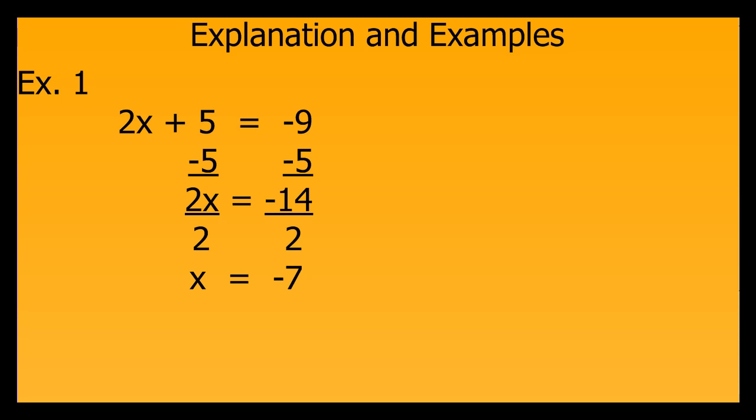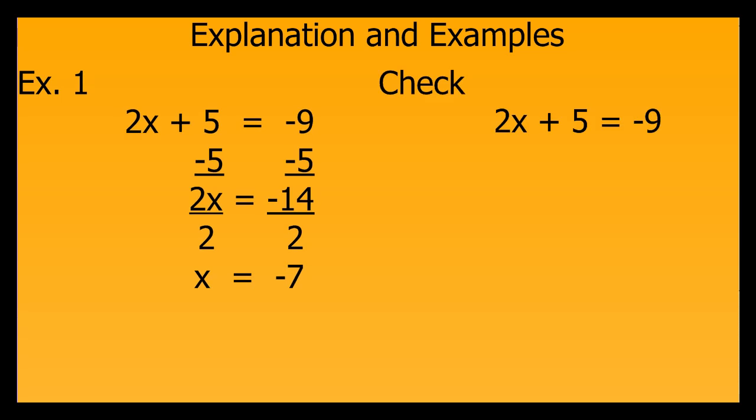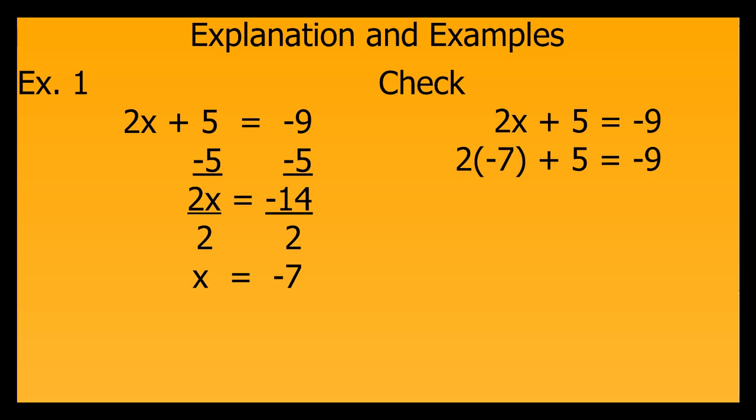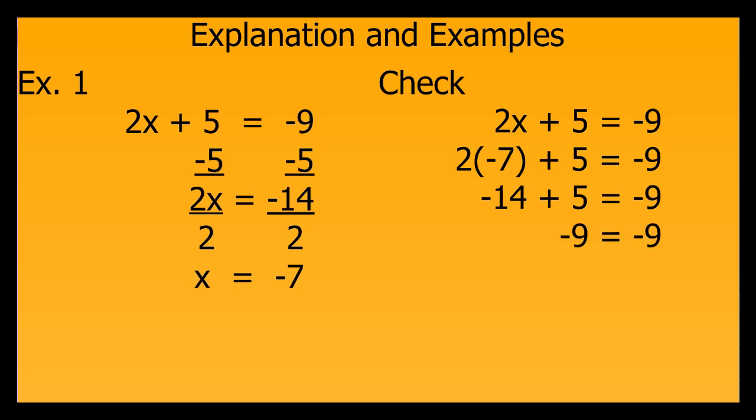Now the great thing about solving equations is that we have a built-in way to tell if we did it correctly. We do that by checking our answer. The first step is to rewrite the original equation. Then we substitute in the answer we got, in this case -7, for the variable x. Then we simplify. Since both sides of the equation end up being equal, we know our solution was correct.